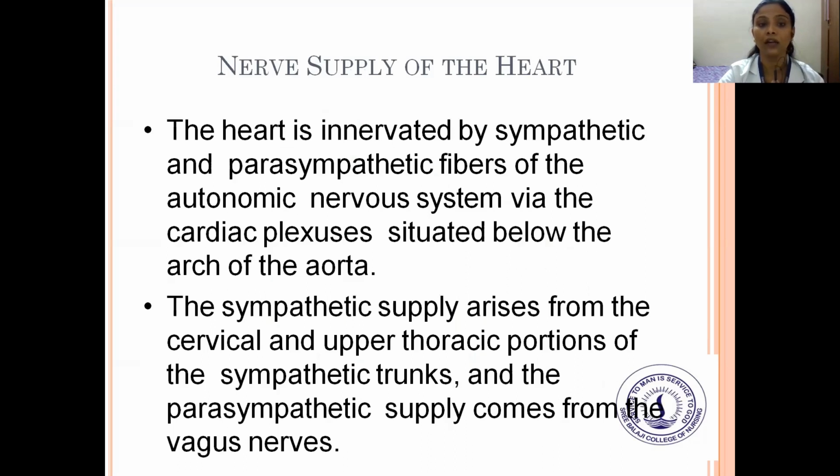Nerve supply of the heart. The heart is innervated by sympathetic and parasympathetic nerve fibers of the autonomic nervous system via the cardiac plexus situated below the arch of the aorta. The sympathetic supply arises from the cervical and upper thoracic portion of the sympathetic trunk, and the parasympathetic supply comes from the vagus nerves.